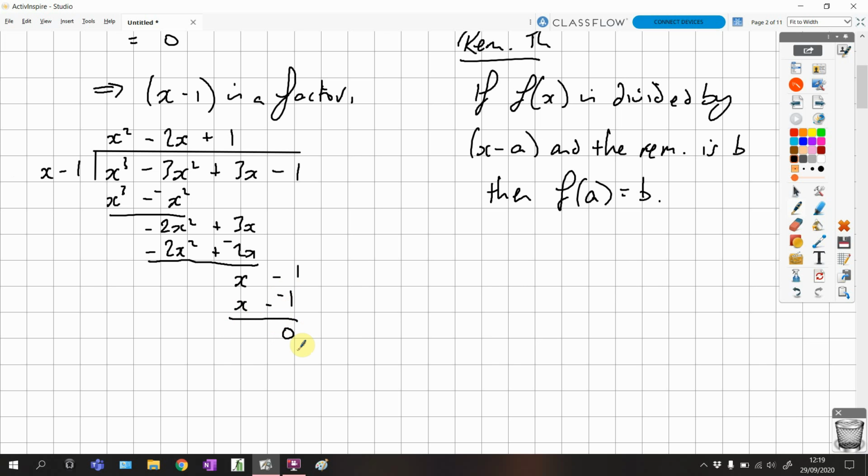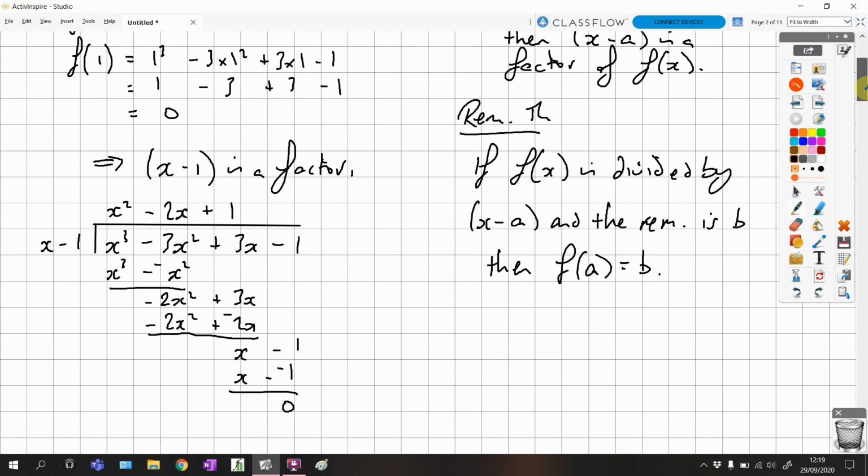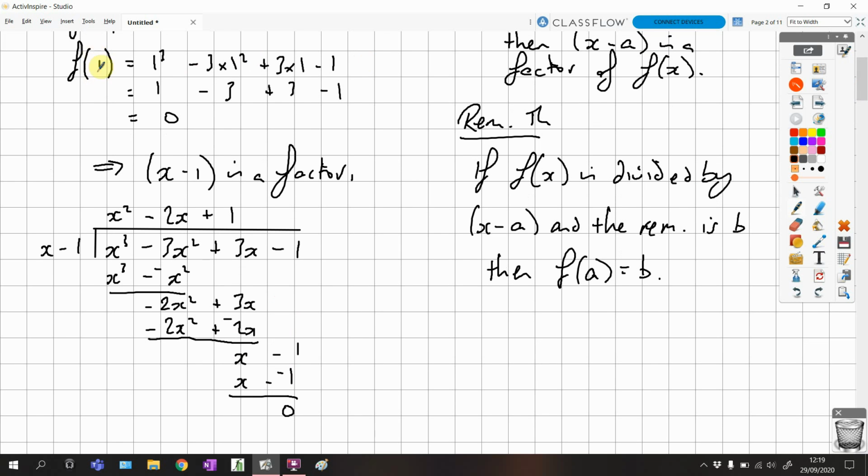Now that remainder of 0 should not surprise me. I knew about it already here, where we discovered that f of 1 made 0. The remainder of 0 corresponds to this f of 1 equals 0. That's the remainder theorem in practice, in the very specific situation where there is no remainder and we actually have a factor.